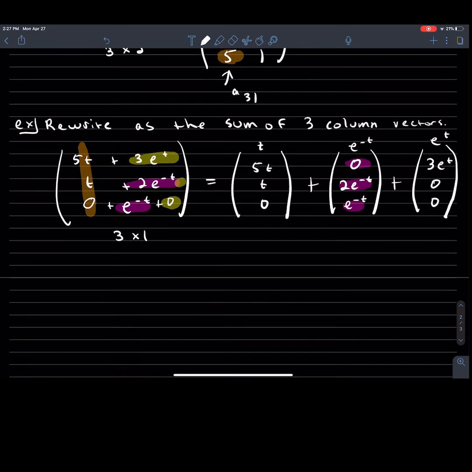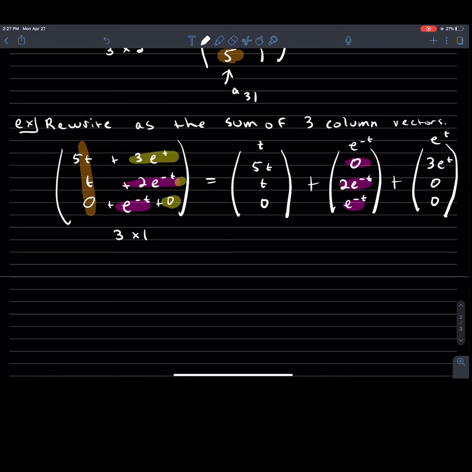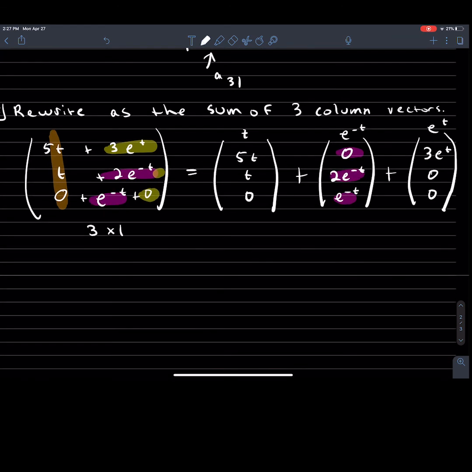If we double check again, we have 3 of the same size matrices. If we add them across, 5t plus 0 plus 3t, that's what we get.